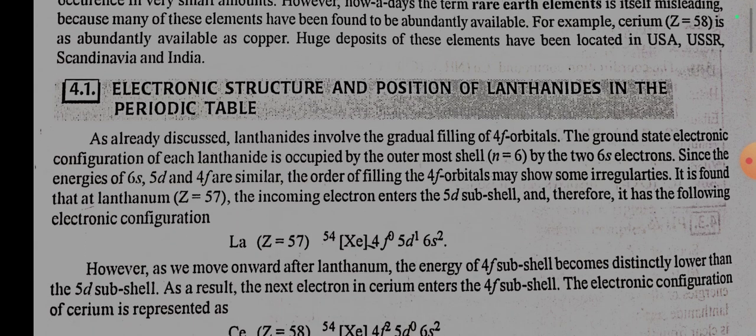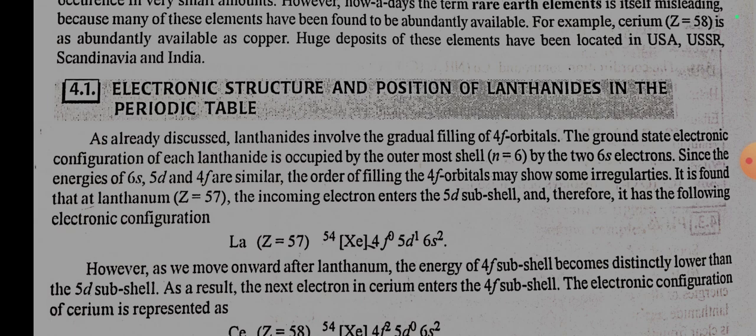Electronic structure and position of lanthanides in the periodic table. As already discussed, lanthanides involve the gradual filling of 4f orbitals. The ground state electronic configuration of each lanthanide has the outermost shell, n equals 6, occupied by the two 6s electrons. Since the energies of 6s, 5d and 4f are similar, the order of filling the 4f orbitals may show some irregularities.